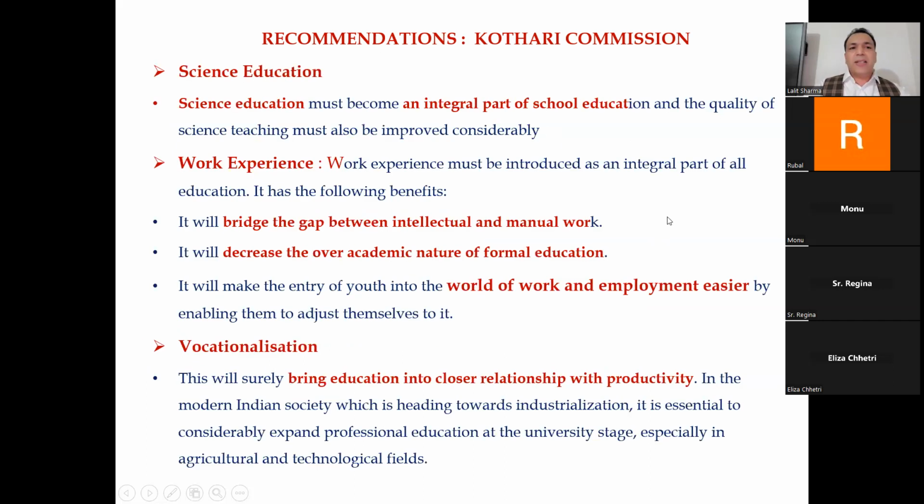Next recommendation, science education. Yes, because at that time nobody was talking about science. Science education must become an integral part of school education, and the quality of science teaching must also be improved considerably. Work experience must be introduced as an integral part of all education. It has the following benefits. Work education, remember, ये important points हैं. Common school system, work education, 10+2+3 pattern, ये याद रखो, कि you have to write under the Kothari Commission.